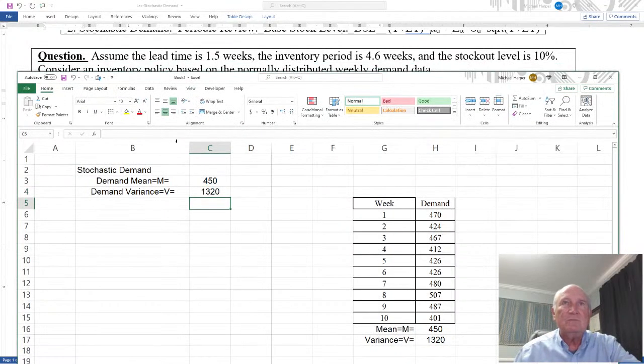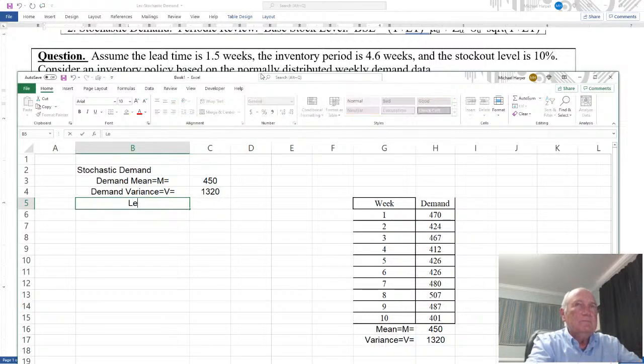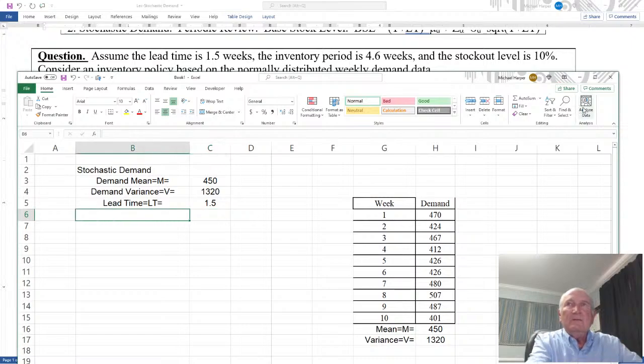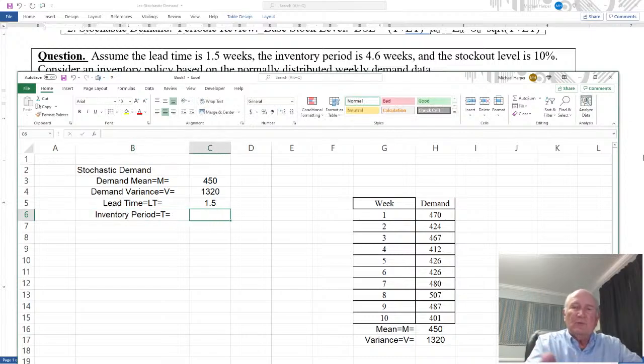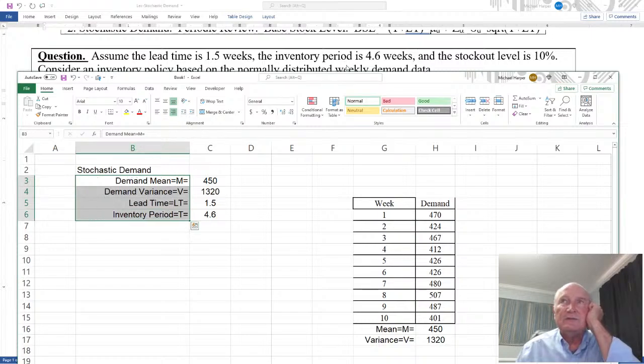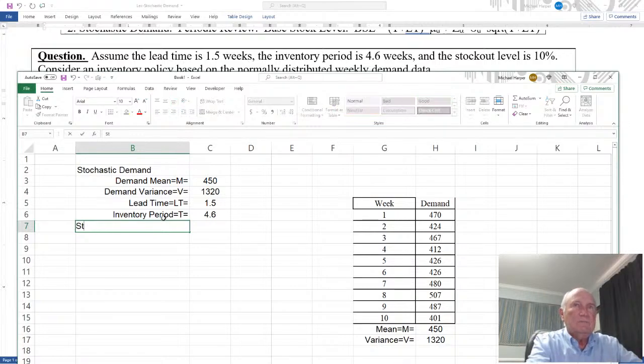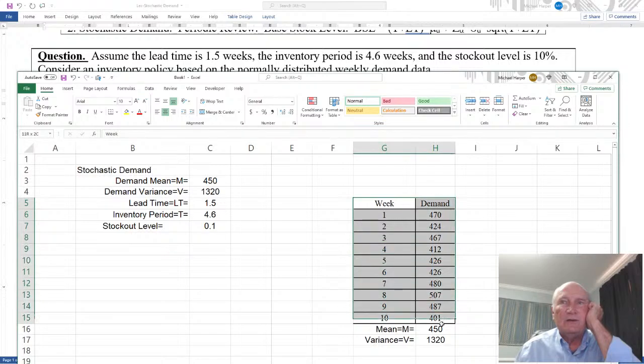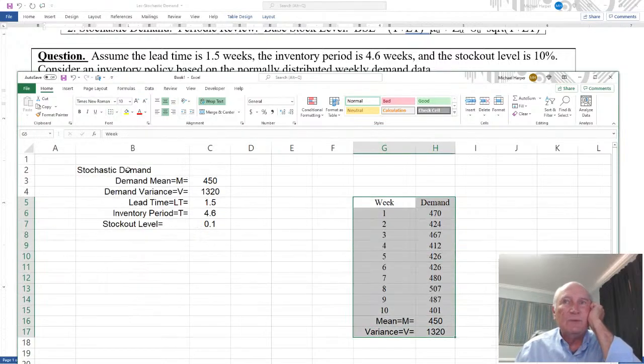Now let's bring the other information down. The lead time, LT, equals 1.5 weeks. And then the inventory period, T, equals 4.6 weeks. It's all in weeks, so I won't worry about the units. The stockout level is 10%, 0.1. There we go, 10%. And then over here is our demand. Very good. Let's take away those boxes. So there it is.